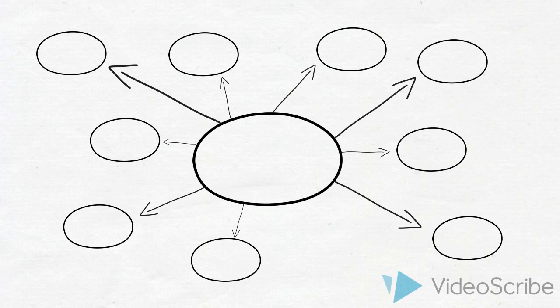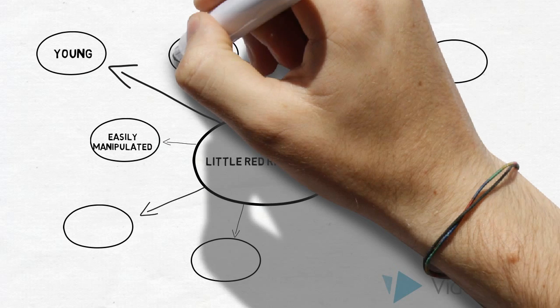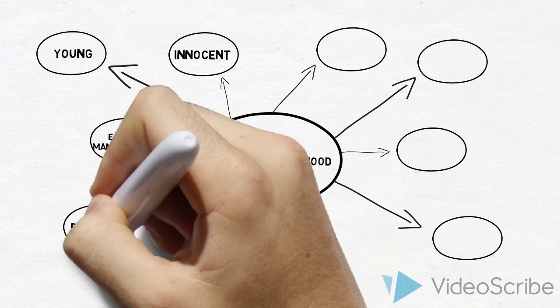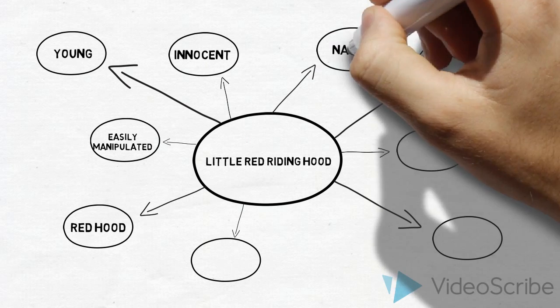In this example, I made a web for the character Red in the story Little Red Riding Hood. To make a web more complex, you can also create subtopics related to the original topic and connect ideas to each subtopic.